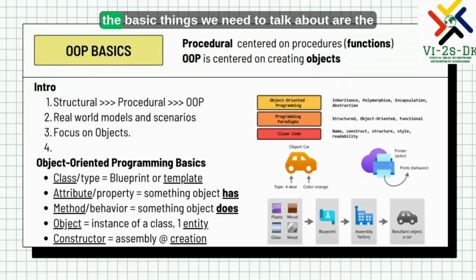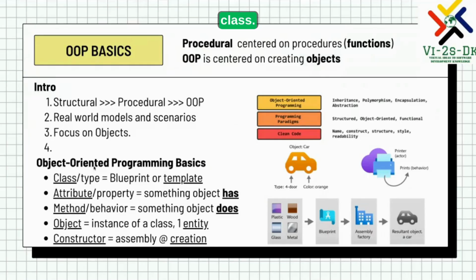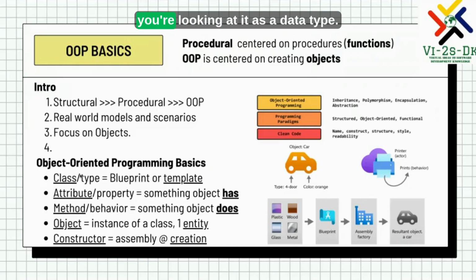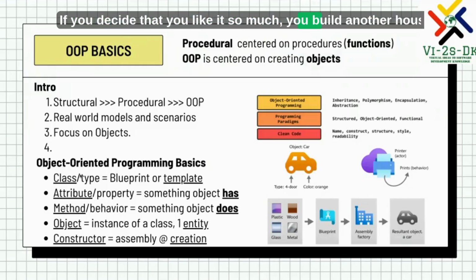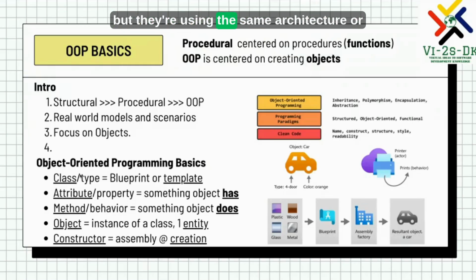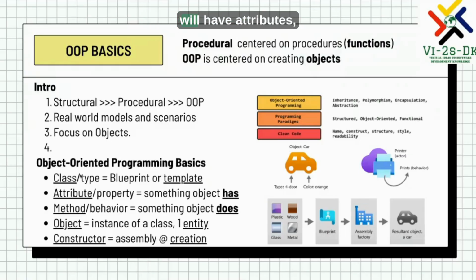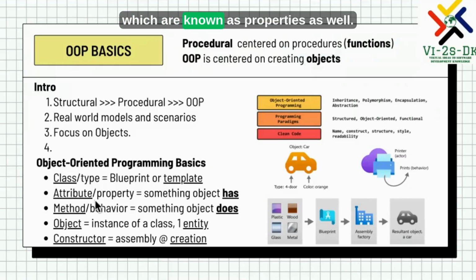So with object-oriented programming, the basic things we need to talk about are the class, okay? With the class, you're looking at it as a data type. Remember from the onset, we said data has to have a type, string or integer or float and so on. This class is pretty much a type, which in terms of the real-world scenario, we're looking at it as a blueprint. For you to build a house, you have to come up with a blueprint. With that blueprint, you can use it to build one house. If you decide that you like it so much, you build another house. Each one of those houses is different, but they're using the same architecture, or should I say the same template, right?